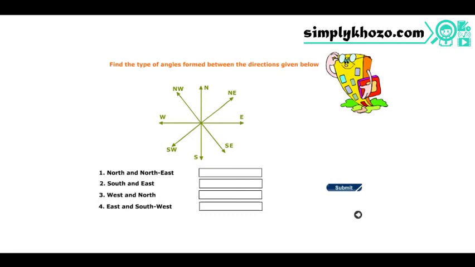Find the types of angles formed between the directions given below: north and northeast, south and east, west and north, east and southwest.